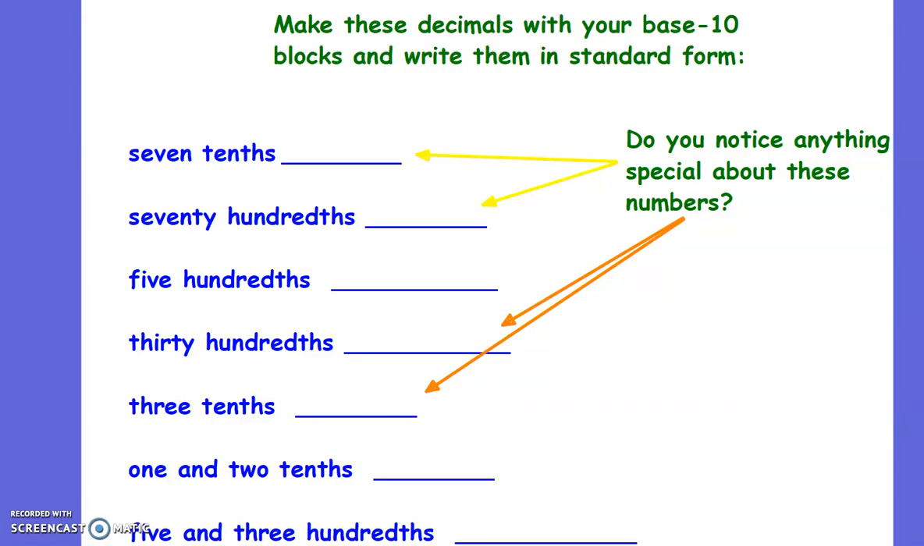Now for this one, you are going to make the decimals with your base 10 blocks. You can draw them and then write it in the standard decimal form. So pause the video, see if you can draw a couple of them and write them as decimals, and then you can check your answers. So 7/10 would be 0.7, and you would draw 7 rods. 70/100 would be 0.70, and it would also be 7 rods. So those are equivalent decimals.